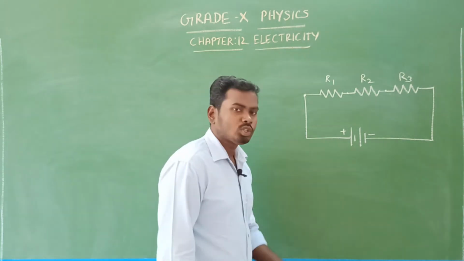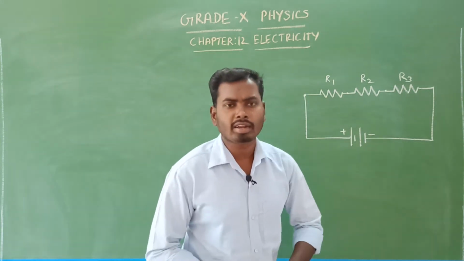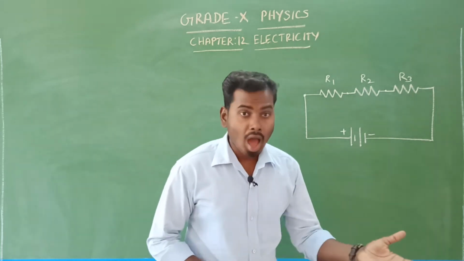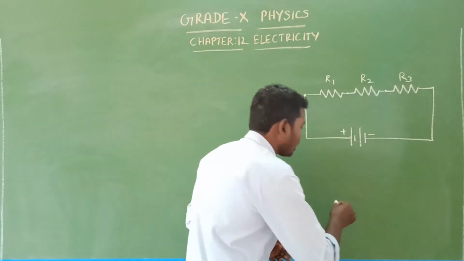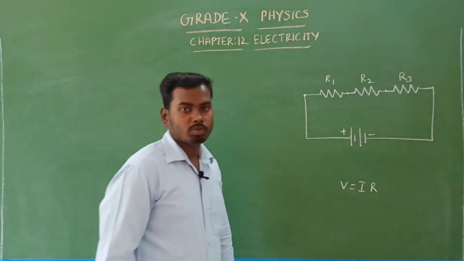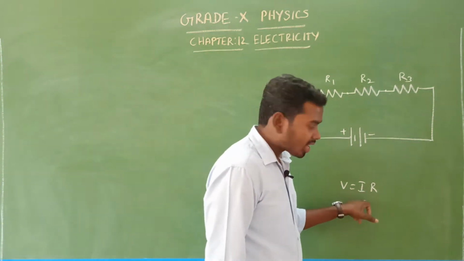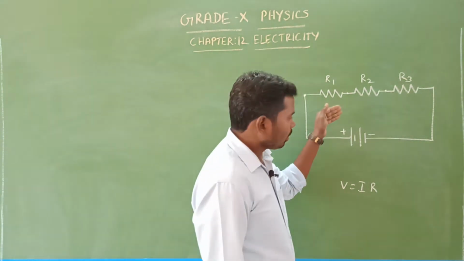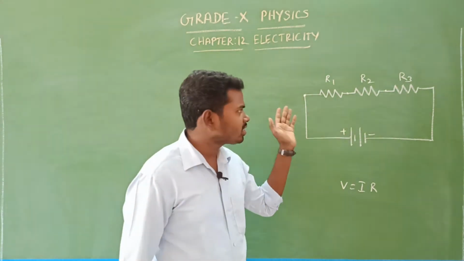Next one. When two or more resistors are connected in series, what happens to voltage, what happens to current, and what happens to resistance? According to Ohm's law, V equals IR. Voltage is equal to the product of current and resistance. Here we have connected two or more resistors in series.